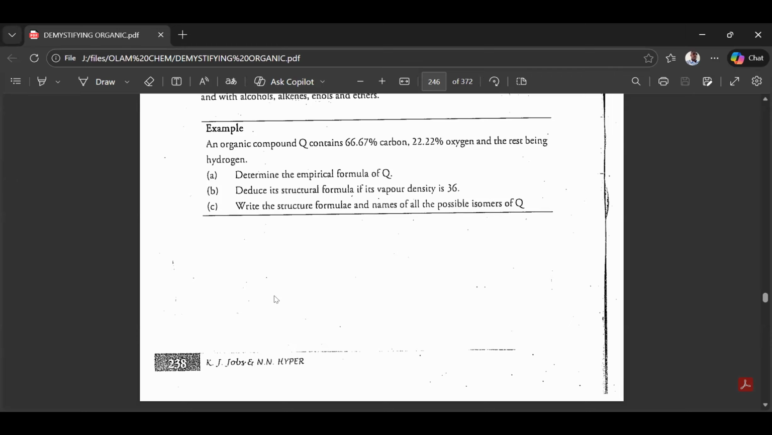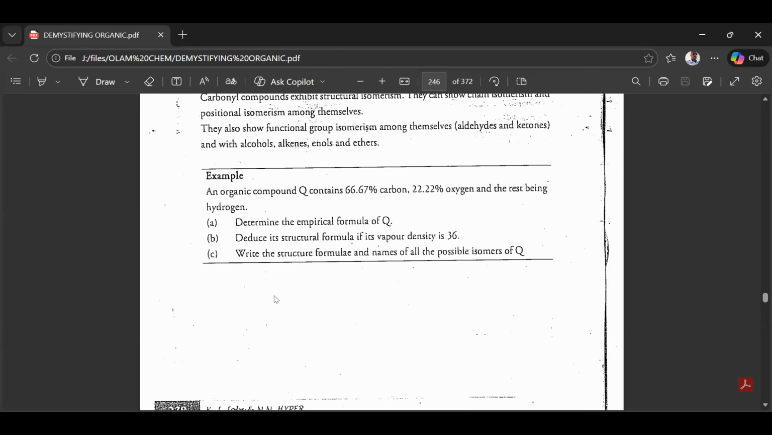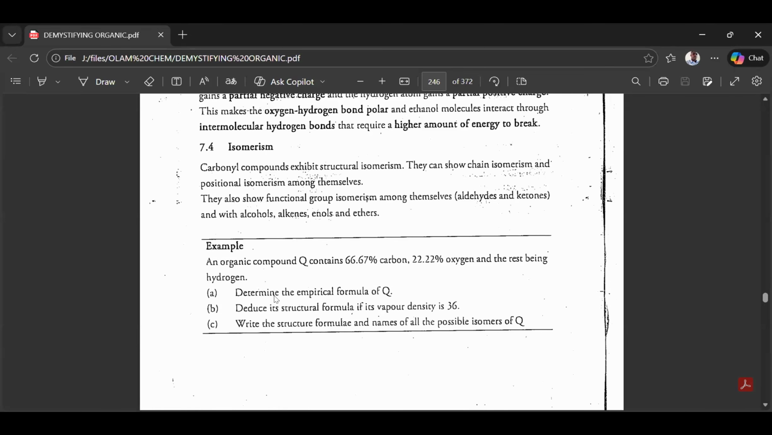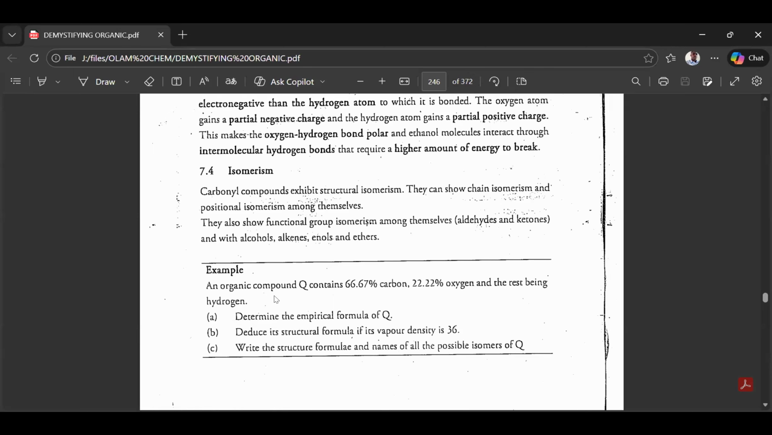Okay, so I think you should try out example 1 within these remaining minutes, and you look at your work very fast. Determine the empirical formula. Then you get the structural formula. Then you write the formula and the name of the possible isomers. After that you share, because I need to look at the work of each and every individual here. So please do it very fast and then share the work. You have only 5 or 7 minutes to do that.